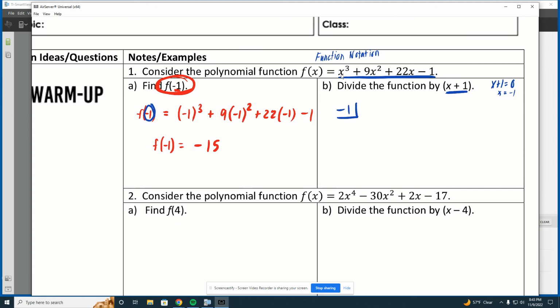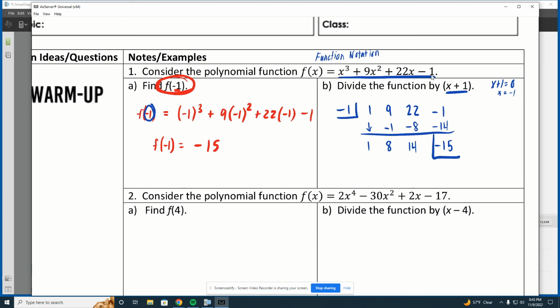We start with our x cubed coefficient, 1. Then x squared, 9. Then x, 22. And then all the way down to our constant, -1. And we do synthetic division. Bring down that 1 and start multiplying and combining. -1 times 1, -1. What's 9 minus 1? 8. What's -1 times 8? -8. 22 minus 8, 14. -1 times 14, -14. And watch this, guys. What is -1 minus 14?